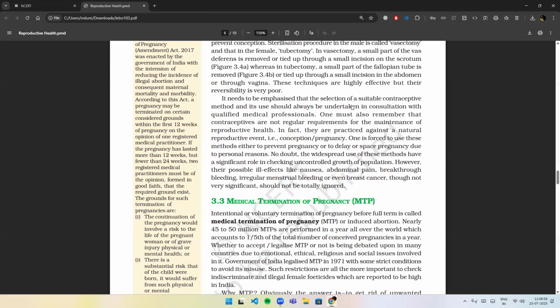One is forced to use these methods either to prevent pregnancy or to delay or space pregnancy due to personal reasons. No doubt, the widespread use of these methods has a significant role in checking uncontrolled growth of population. However, their possible ill effects like nausea, abdominal pain, breakthrough bleeding, irregular menstrual cycle, or even breast cancer, though not very significant, should not be totally ignored.